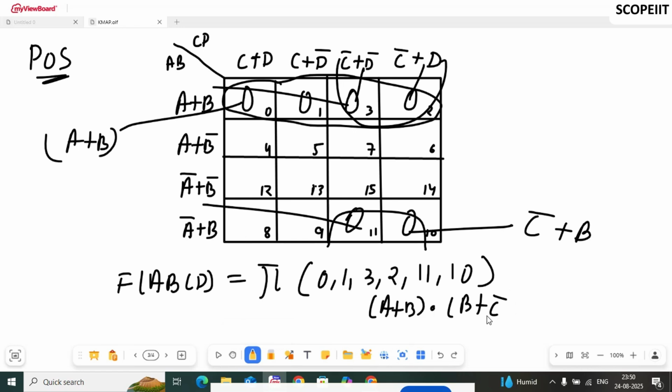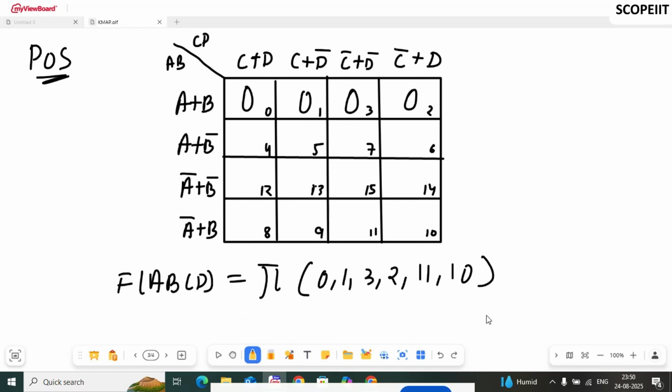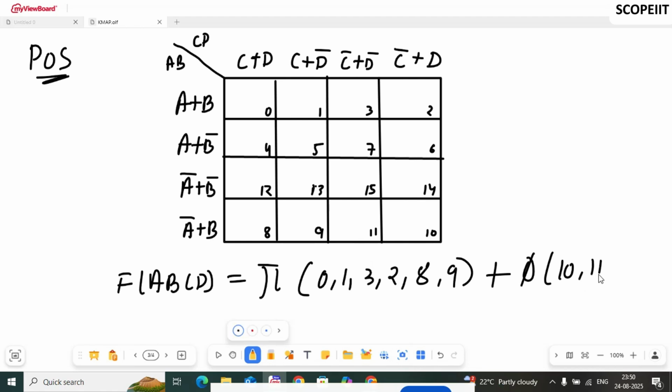Okay, then in POS also don't care is possible. So one more question we'll do: how to do don't care also in this. Suppose you have the numbers 0, 1, 3, 2, then for example 8, 9, plus suppose you have don't cares as 10, 11, 4, 5.